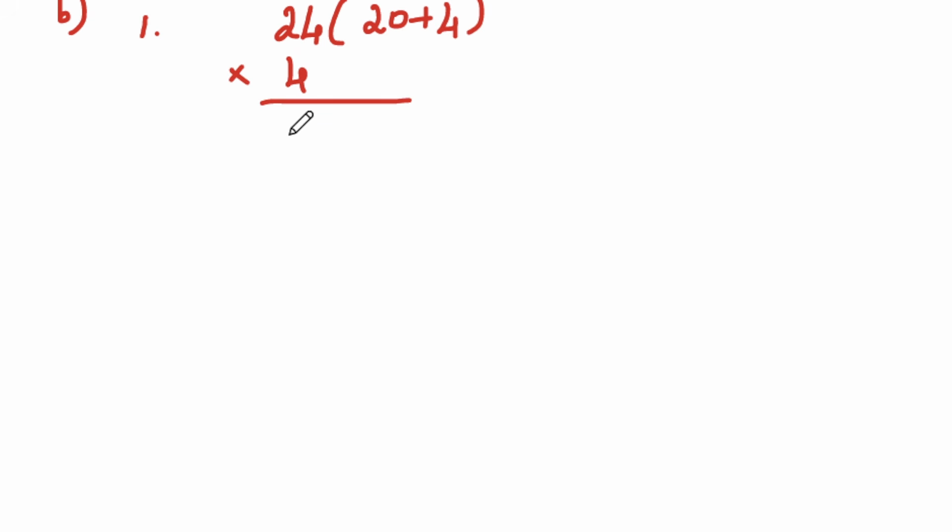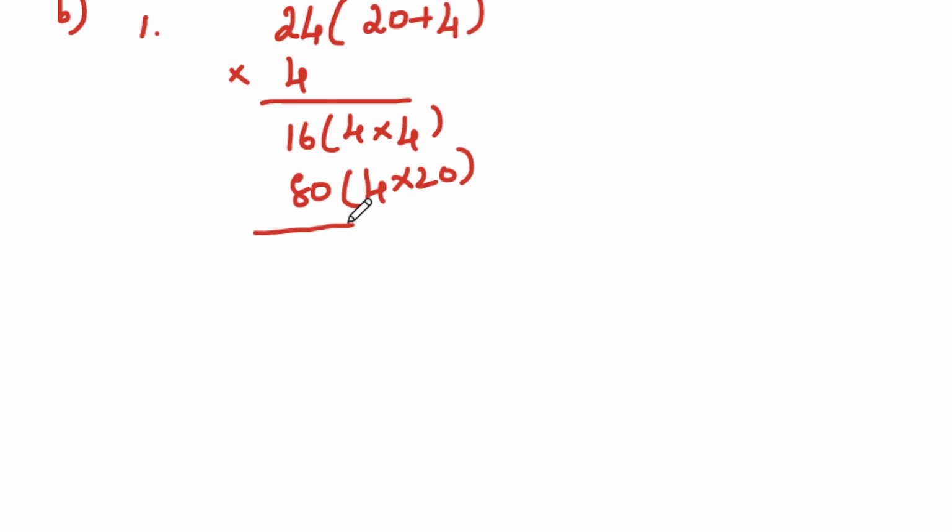First 4 into 4, 16. 4 into 4, 16. Next 20 into 4, which is 80. Okay, so 6, 96. So 96 runs.